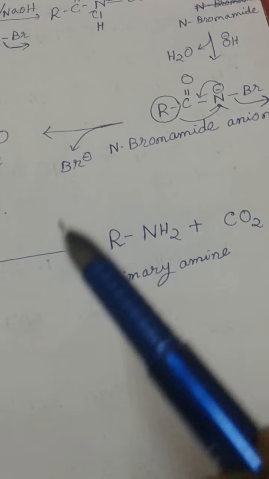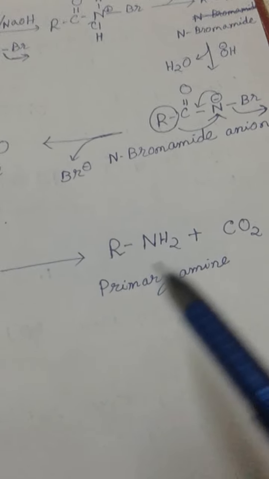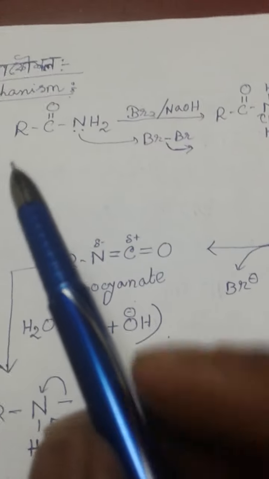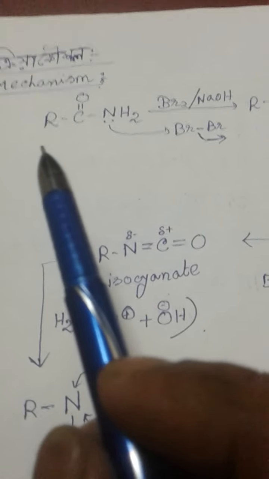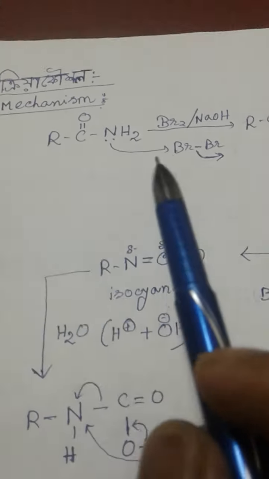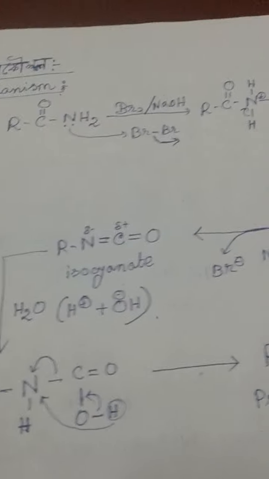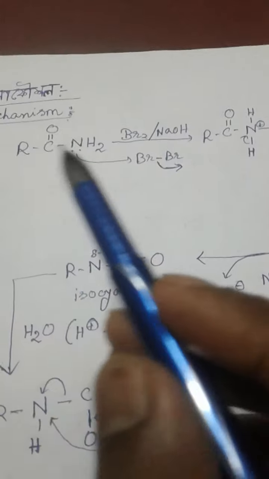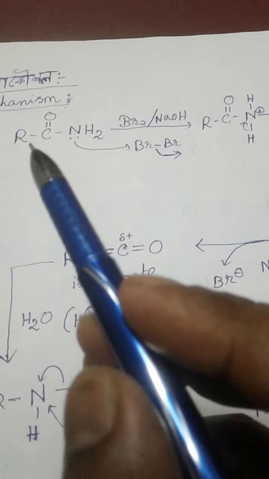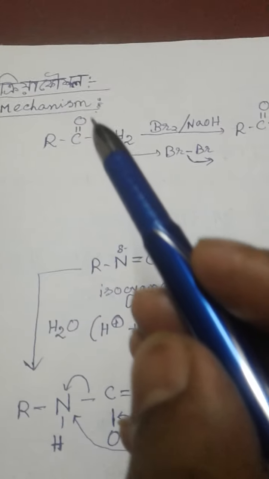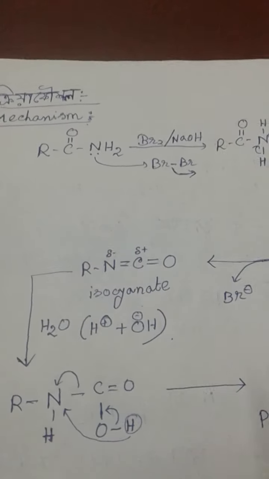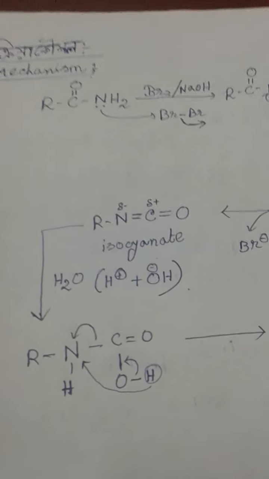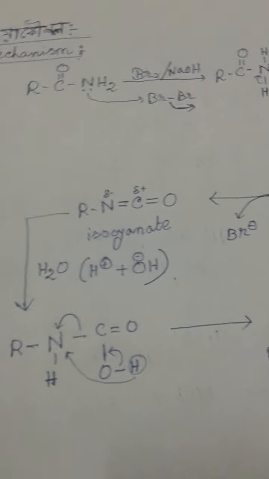So here the main product is primary amine. You must remember that in this reaction we form primary amine from amide, and one carbon decreases in this reaction, and the carbon decreases from the amide group. You must remember this point for this reaction. Thank you.